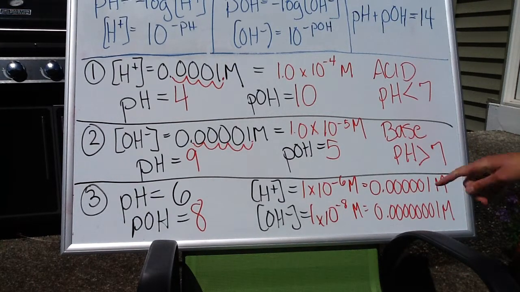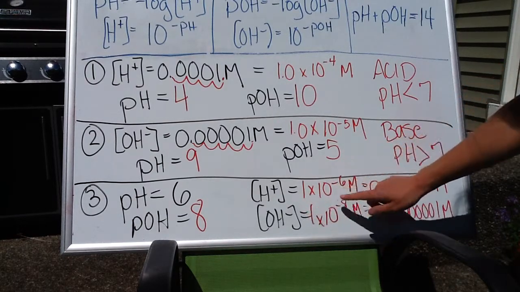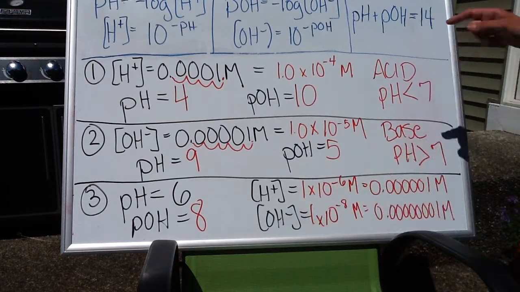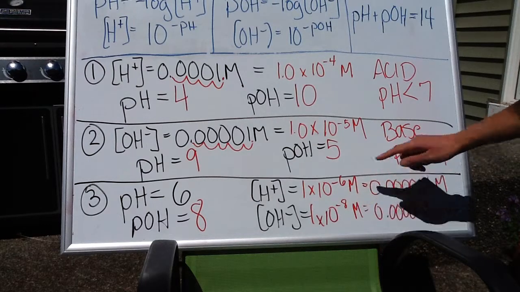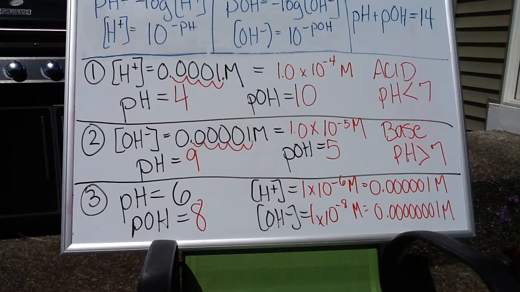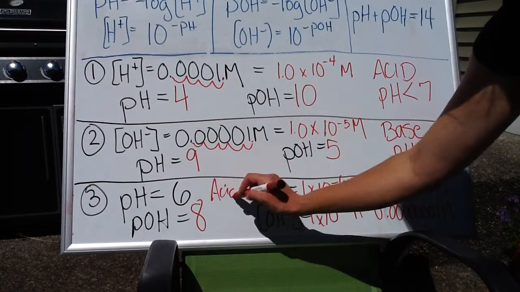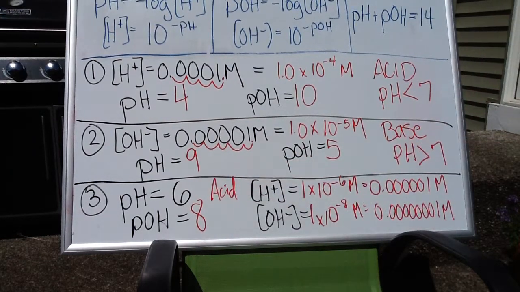And notice that the exponents in the hydrogen and hydroxide ion concentrations add up to 14. And that's because these exponents come from the pH and the pOH. And this solution would be an acid because the pH in this case is below 7.